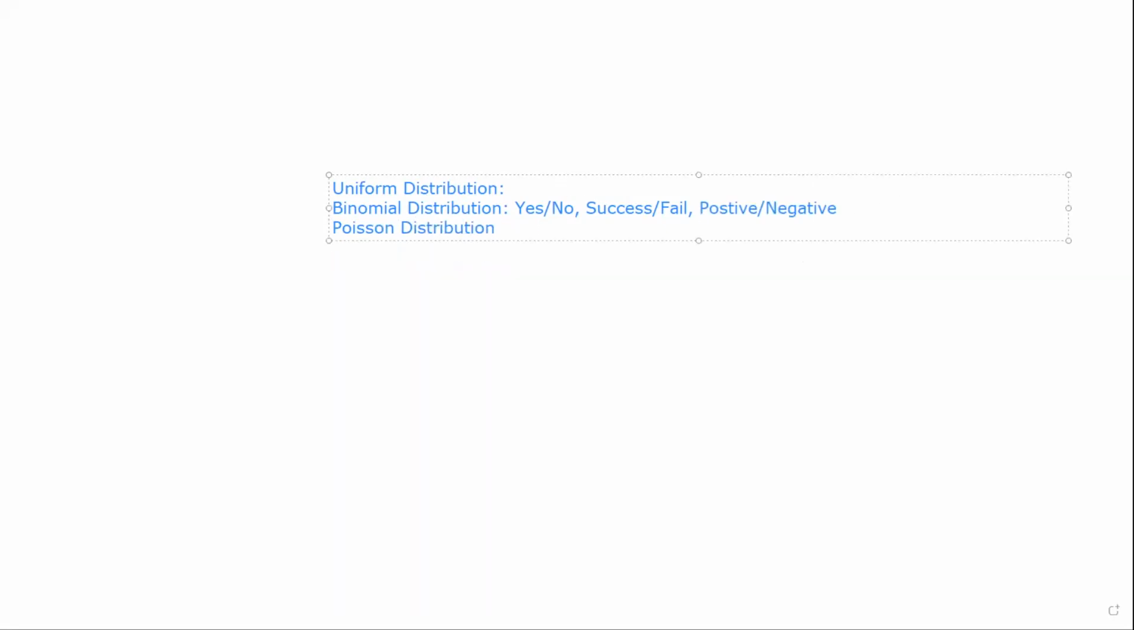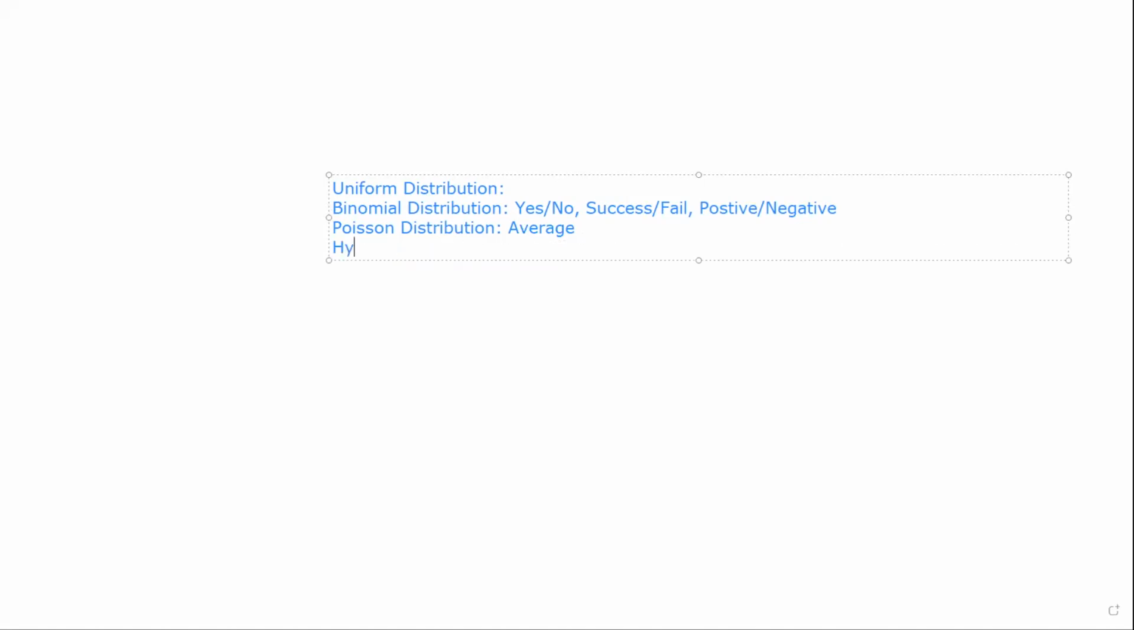Hopefully you can see my screen. Here, average is useful, average or mean arrival rate. So basically, whenever you see anything related to that, that is Poisson distribution.